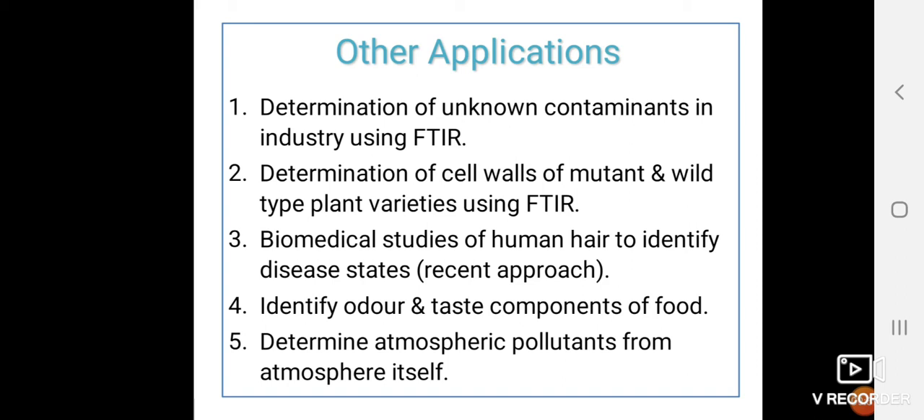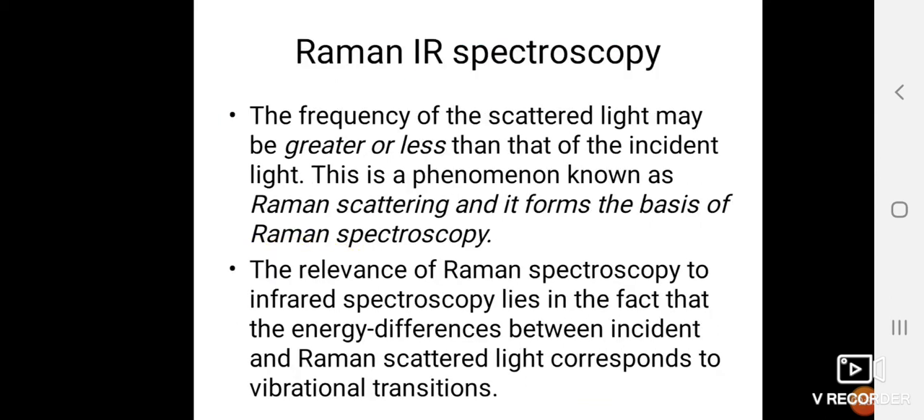There are many other applications of FTIR. People are using it for the determination of unknown contaminants in industry. They are determining the cell wall of mutant and wild type plant varieties, doing biomedical studies of human hair to identify disease states, identifying odor, testing components in food, and determining atmospheric pollutants, all with FTIR.